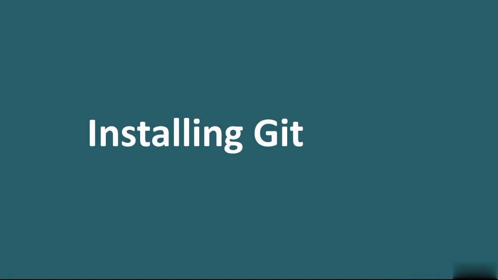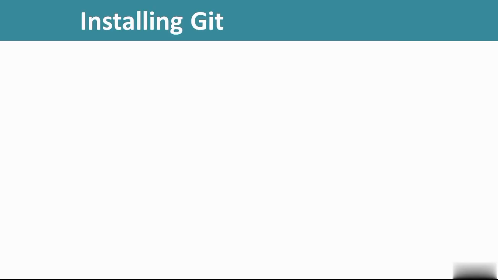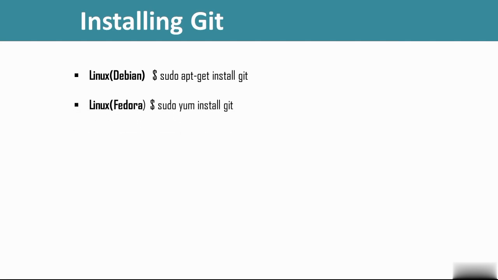Hello and welcome to this lecture. In this lecture, I will be walking you through how to install Git on a Windows-based computer. Git can be installed on all types of operating system, for example, on different variants of Linux. If you're installing it on a Debian, the command you need to install Git is sudo apt-get install git. If you are doing the Fedora version, it's sudo yum install git.